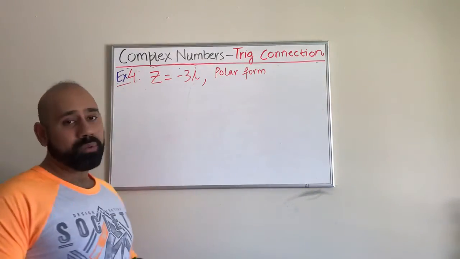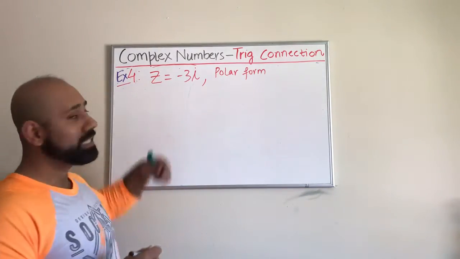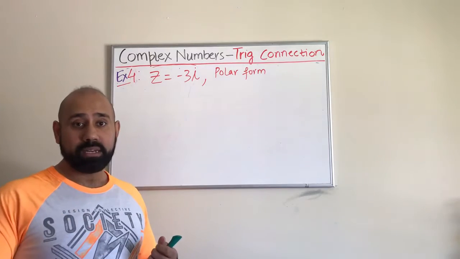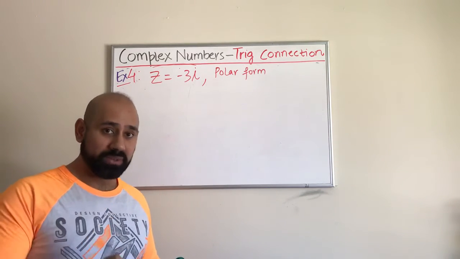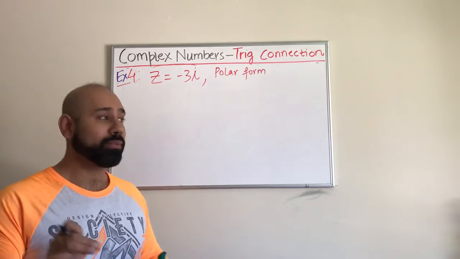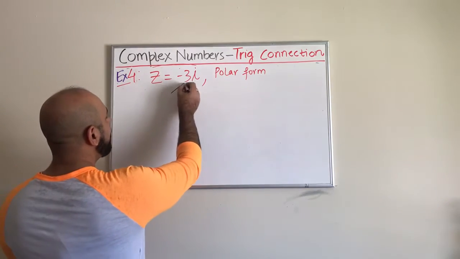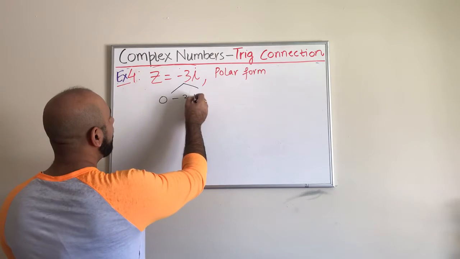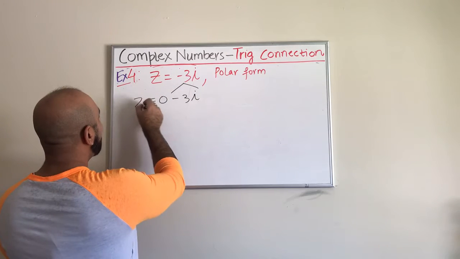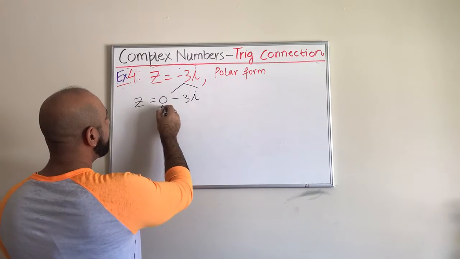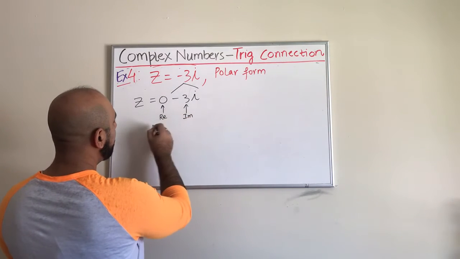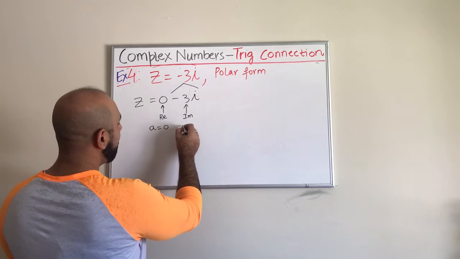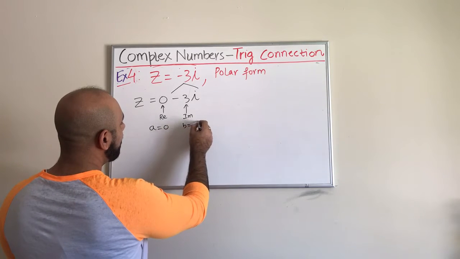So guys, first of all, what we should do is try to rewrite this with a real part and an imaginary part. That's what we have been doing for all of these examples when we have to convert from a standard form to a polar form. So I'm going to rewrite this as 0 minus 3i because that's not going to change this complex number, but this way we're able to see the real part. And then obviously we also have the imaginary part. The real part a equals 0, the imaginary part b equals negative 3.